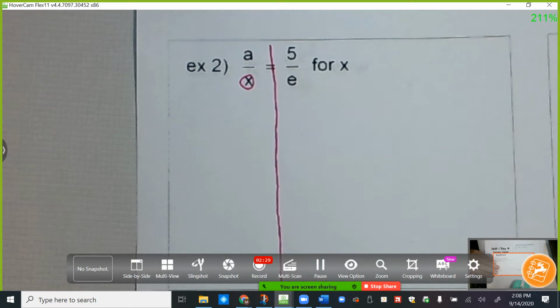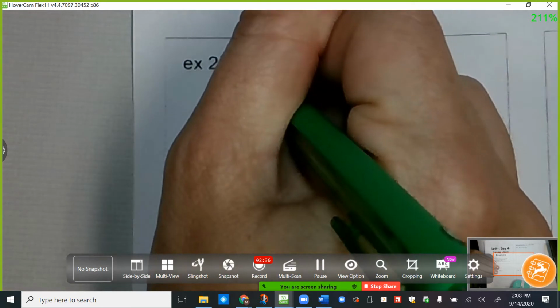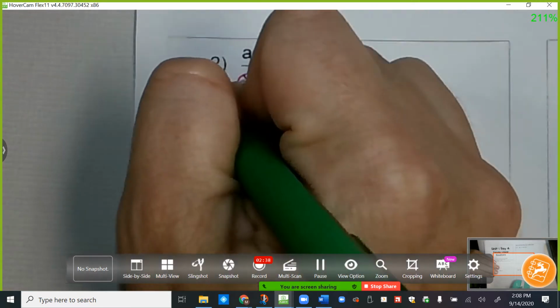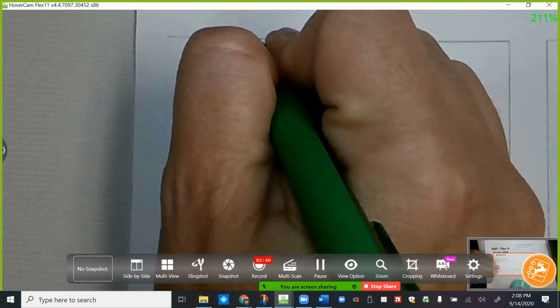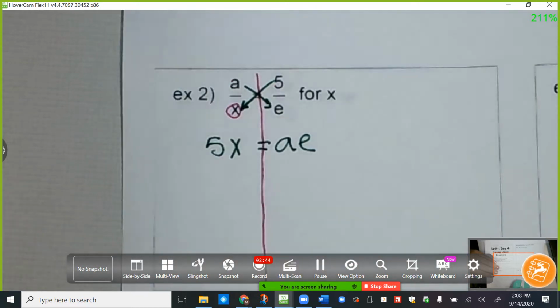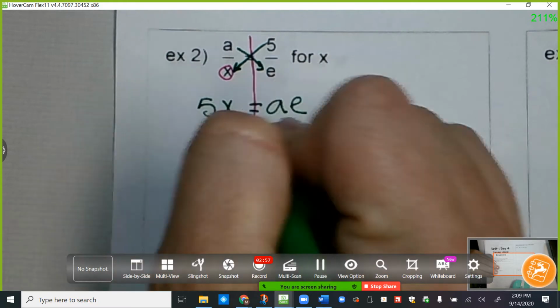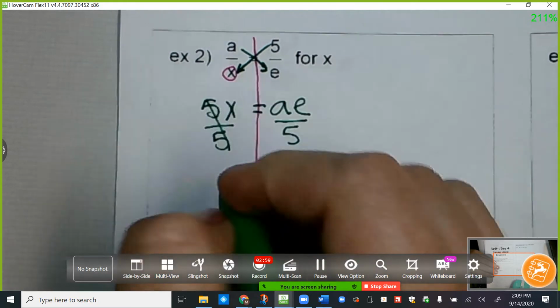When you have fractions on both sides, your best bet is to cross multiply. Okay? So what's 5 times x? And what's a times e? Just AE, a times e, however you want to say that. Now that's way less work than having to multiply both sides. Now what do we do next? Divide by 5. And there's your answer.